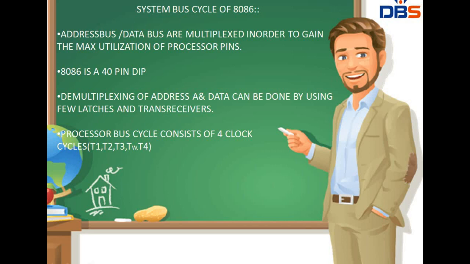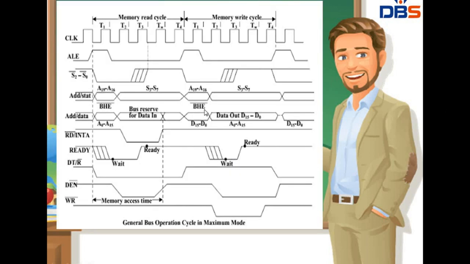So 8086 is a 40 pin dual inline package, as I have already told you in the pin diagram, and demultiplexing of address and data can be done using a few latches and transceivers. Demultiplexing of address or data, that means whether on those 16 pins we are sending address or data, depends upon the latches and transceivers. Sometimes these latches and transceivers are used to interface with external devices. Here is the timing diagram of 8086.